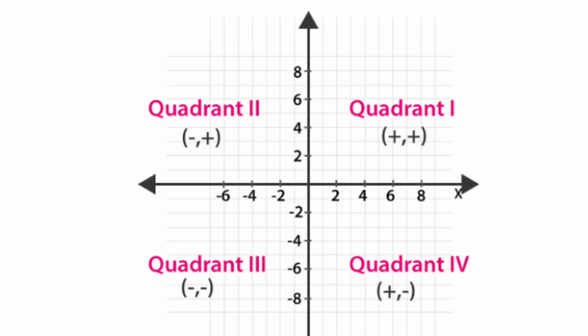This is the sign convention in quadrants. This is the first quadrant, in which all values of x and y are positive. In the second quadrant, you see all values of x are negative and all values of y are positive, right?